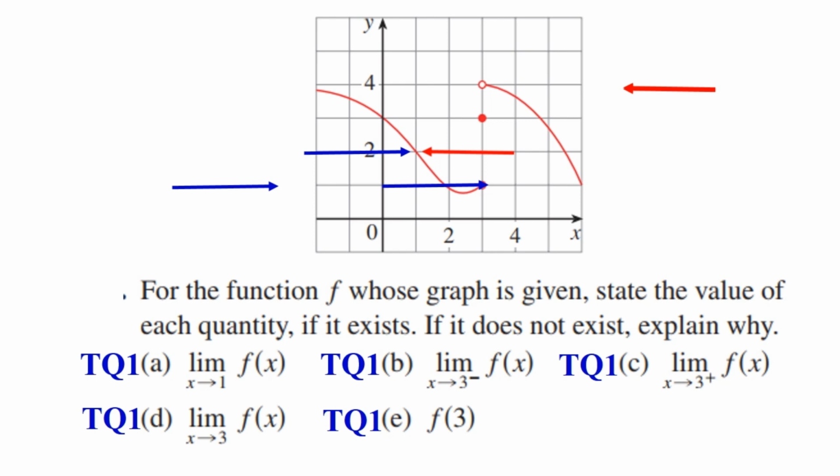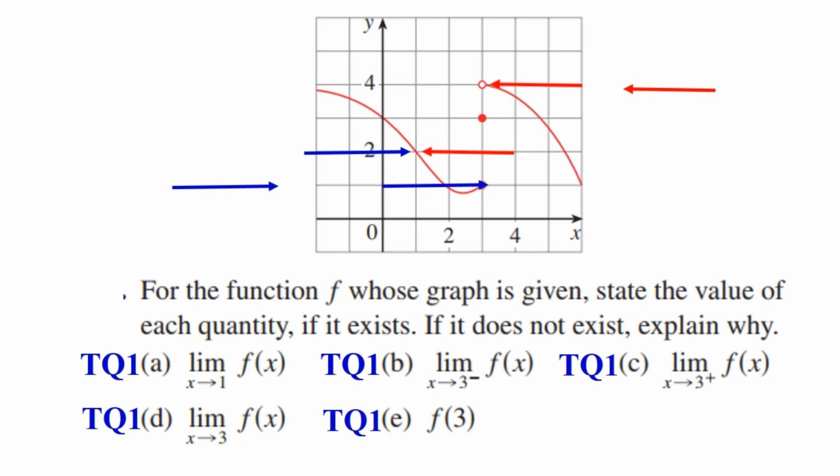TQ1c is saying, what is the limit as x tends to 3 from the positive axis of f of x? And the answer is 4. Look at it very well. You see that as x is tending to 3, you take the upper line, and that one is 4.